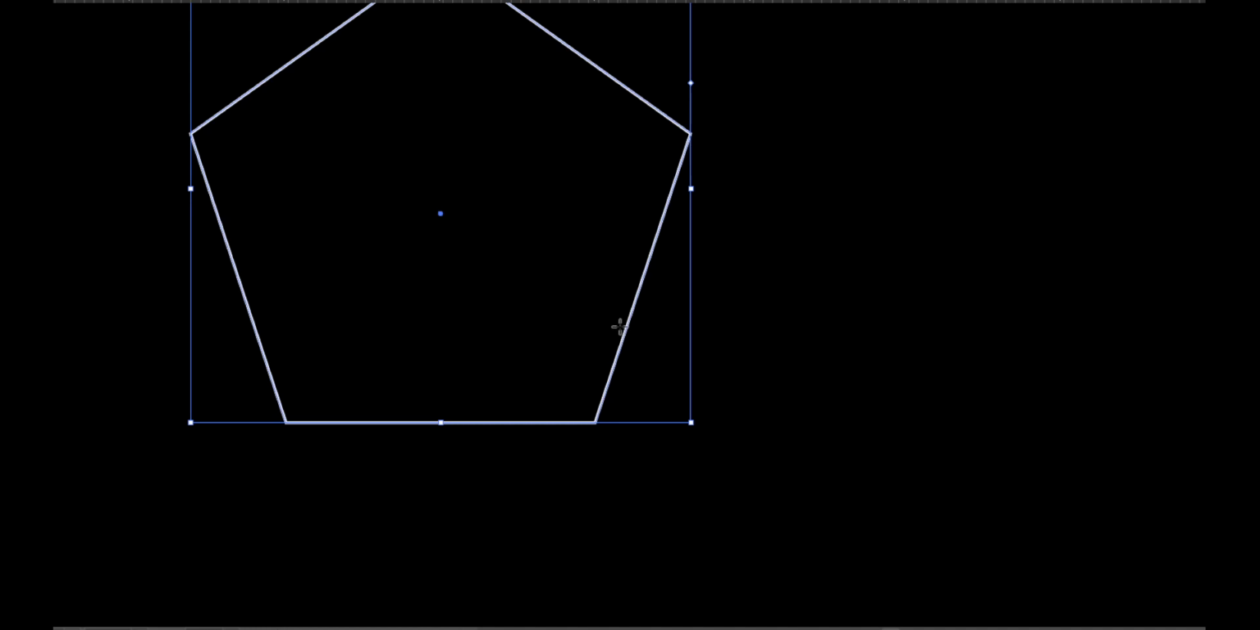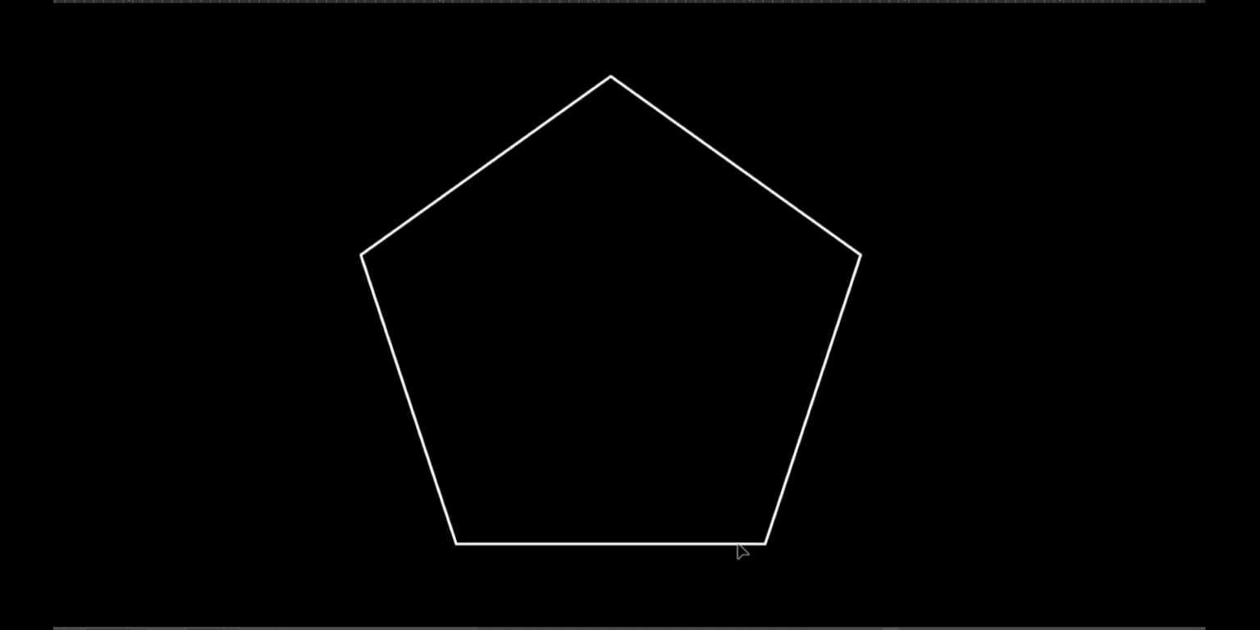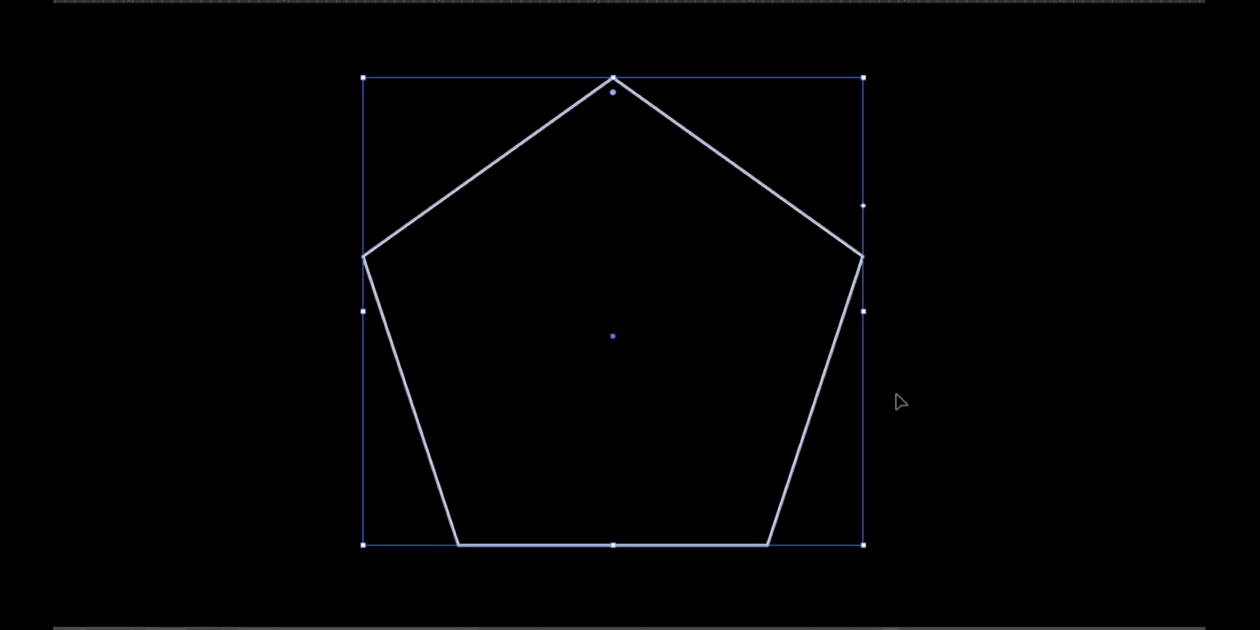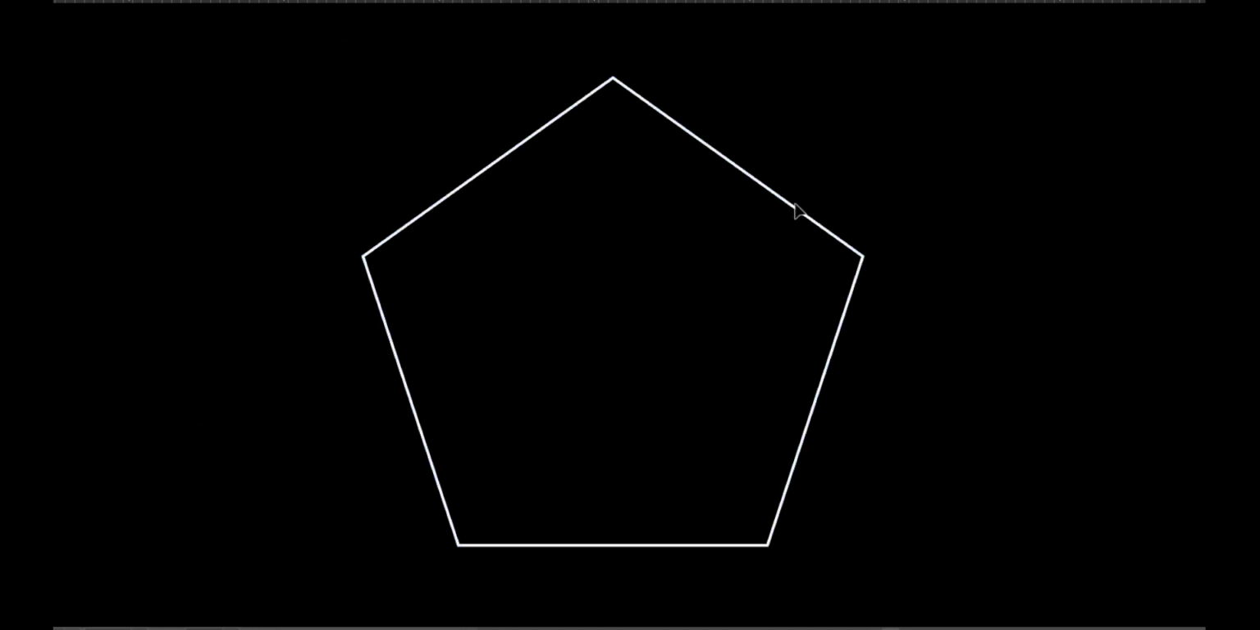So let's change this to 5 sides. And we got a regular pentagon. Why can't I grab that thing? There it is. I don't remember it being that difficult to grab this. I think they might have changed something in this program. So what we're going to do is this.